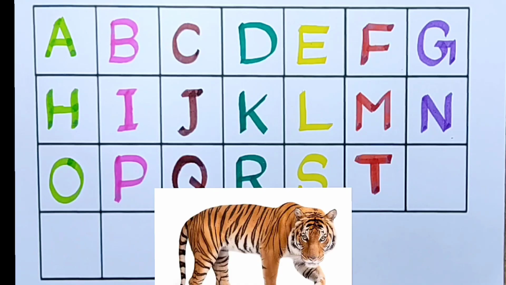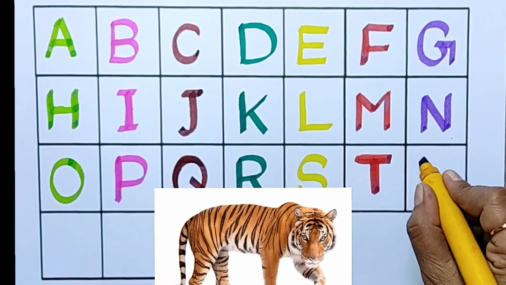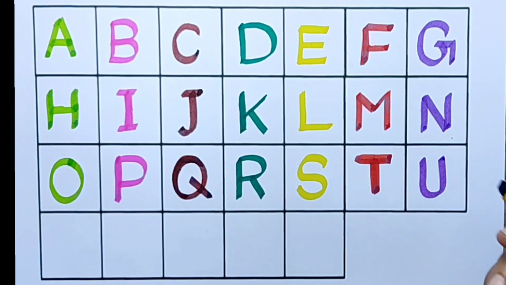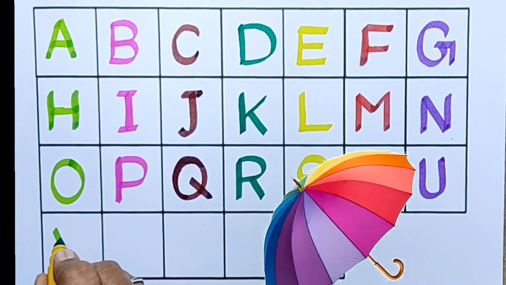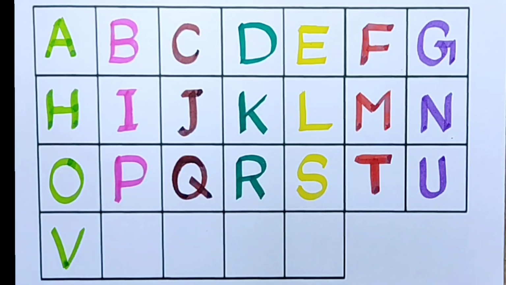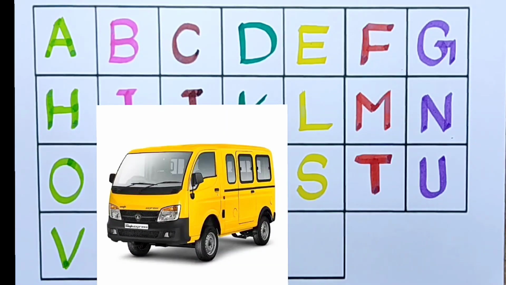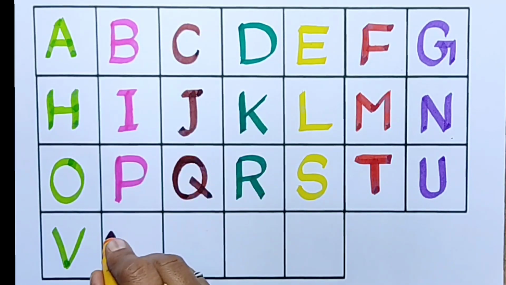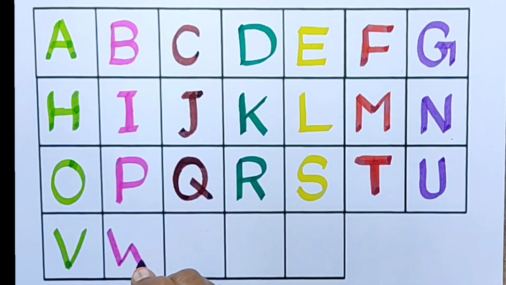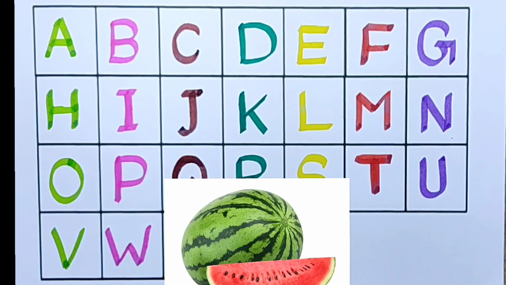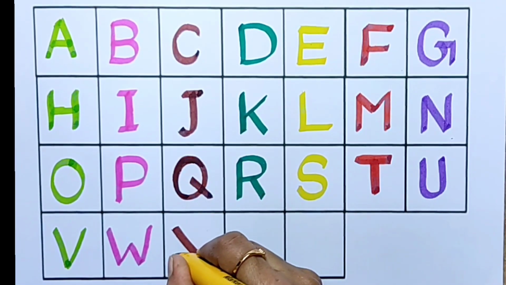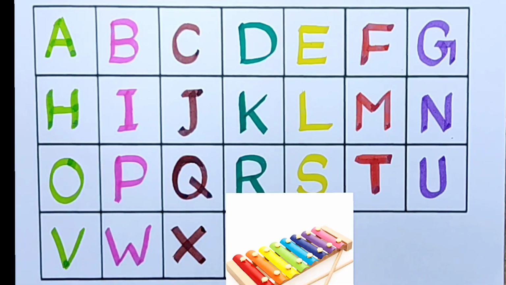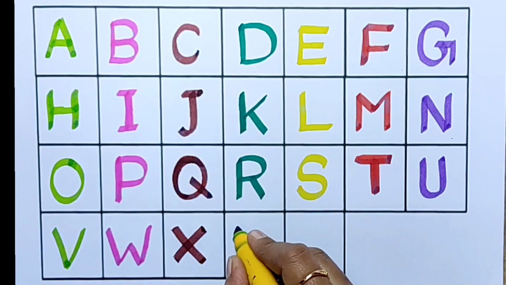T. T for tiger. U. U for umbrella. V. V for van. W. W for watermelon. X. X for xylophone.